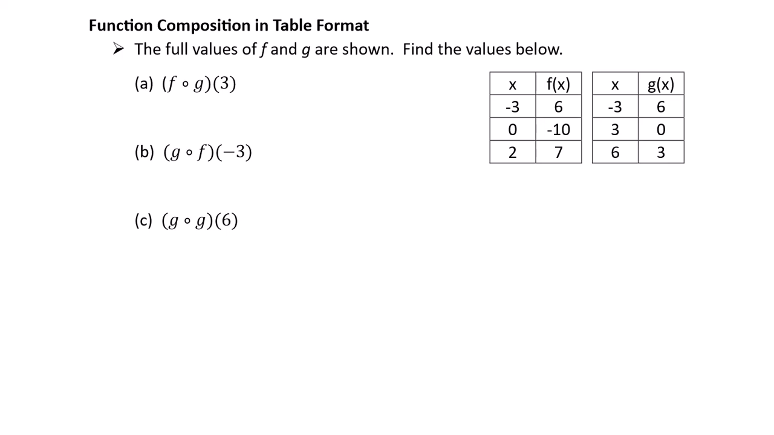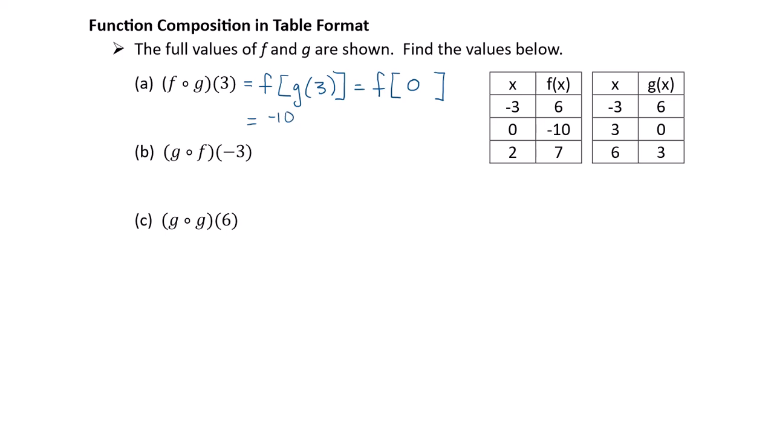Let's look at function composition in table format. The full values of f and g are shown in the tables. Let's find the values of, first, f composed of g of 3. Again, we'll still write out the definition. This is f of g of 3. We keep the outer shell and actually find g of 3. G of 3 in the table is 0. Now we find f of 0. F of 0 is negative 10.